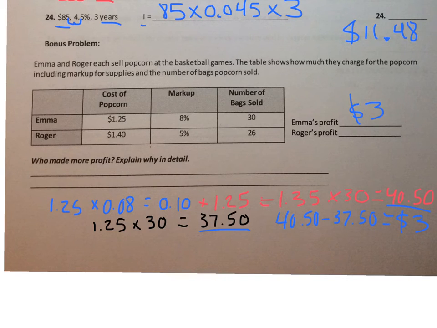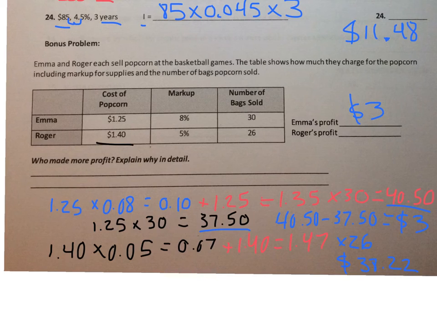We're going to do the same for Roger. Roger had to pay $1.40 for popcorn, but he marked it up 5%. So let's start there. $1.40 marked up by 5% gives you 7 cents. And we're going to add that to his original cost of $1.40, which means he charged $1.47 per bag. Now he sold 26 bags, so let's multiply that by 26 to find out how much he actually made. And he made $38.22.